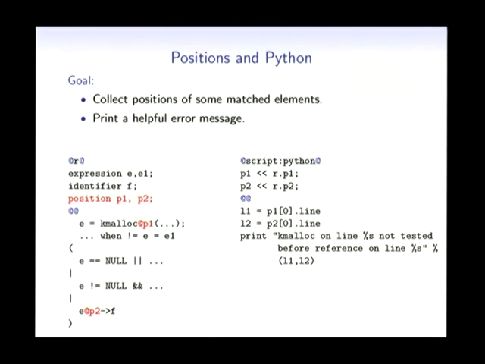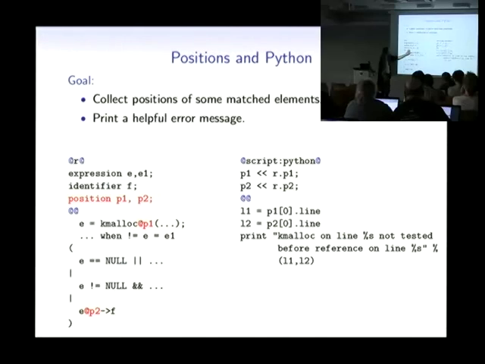And then I can make a rule in Python. We're going to inherit those position variables that we matched back here. This Python rule will only happen if all of the inherited variables are matching, and then it will print out a helpful error message that will include both positions, and then you'll be informed about this line and this line.